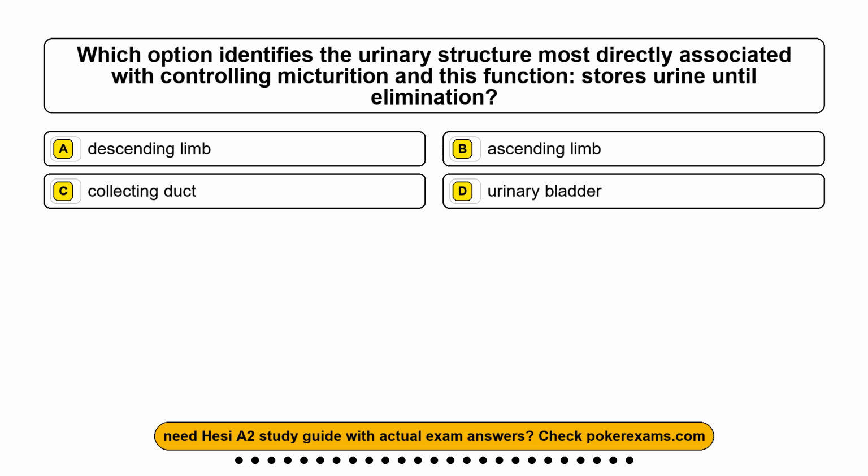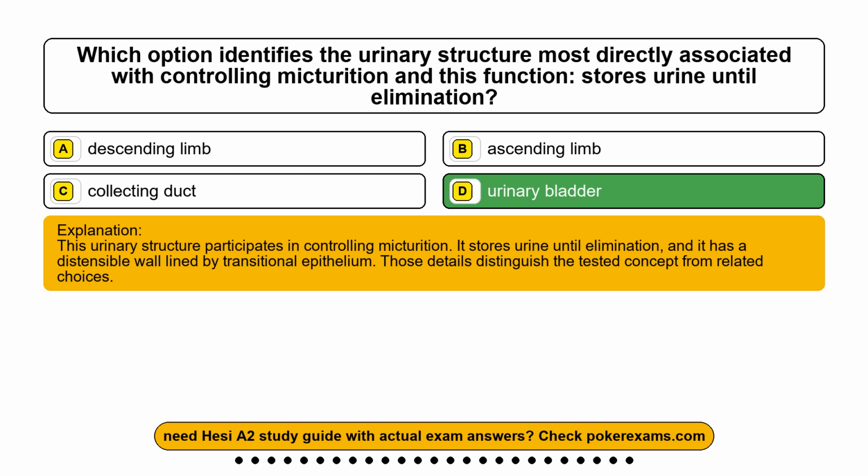Question 24. Which option identifies the urinary structure most directly associated with controlling micturition and this function, stores urine until elimination? Option A, descending limb. Option B, descending limb. Option C, collecting duct. Option D, urinary bladder. The correct answer is option D, urinary bladder. This urinary structure participates in controlling micturition. It stores urine until elimination, and it has a distensible wall lined by transitional epithelium. Those details distinguish the tested concept from related choices.